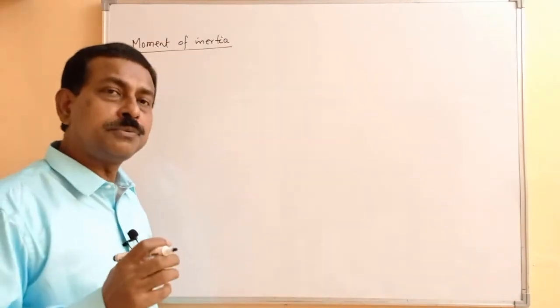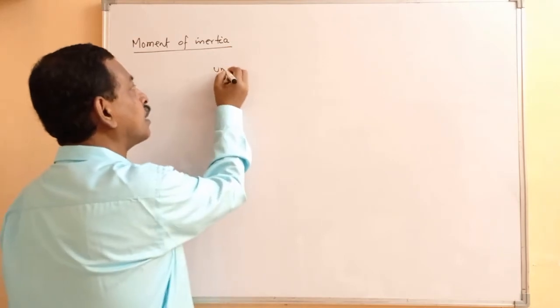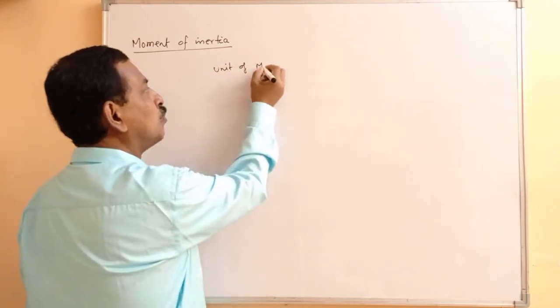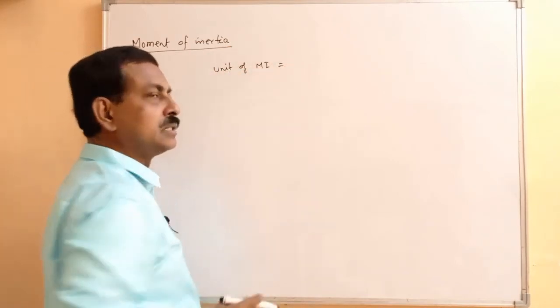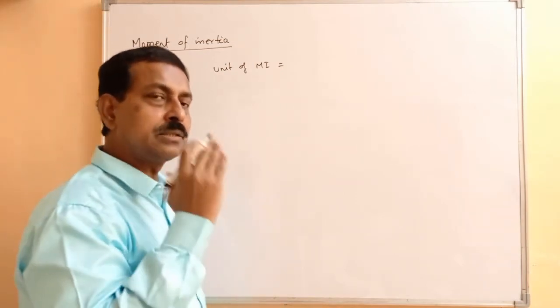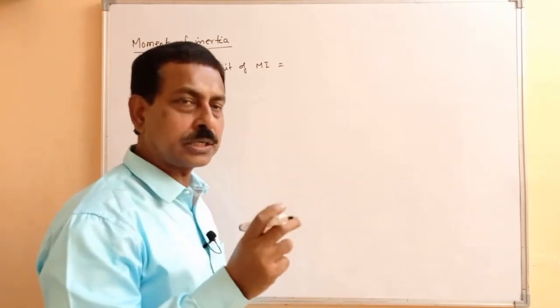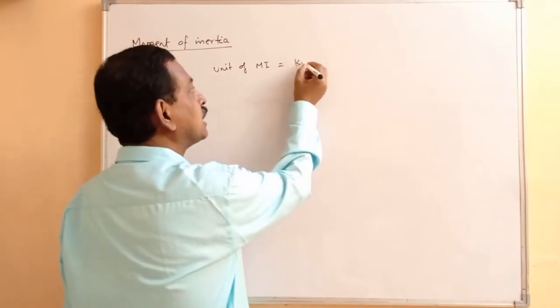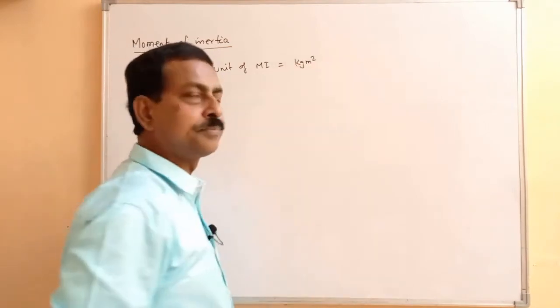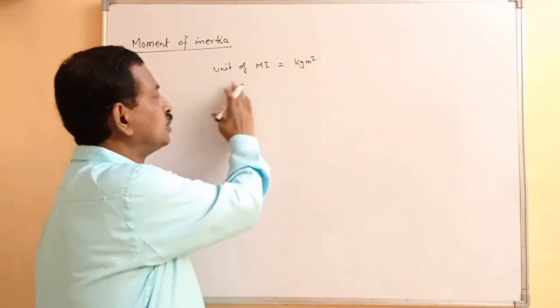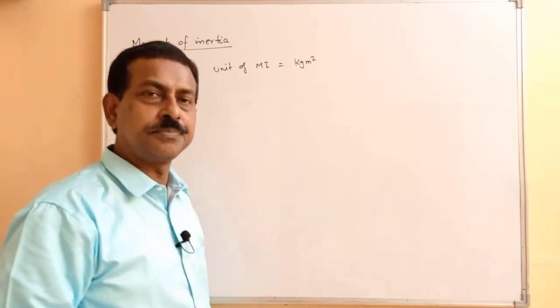Now the unit of moment of inertia. Since it is mass and the square of the distance product, in that case it will be kg meter square. So this will be the unit of moment of inertia.